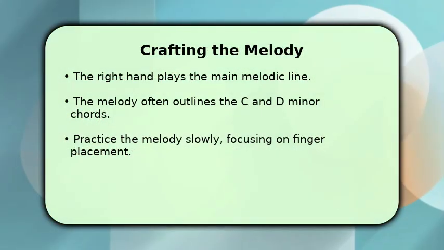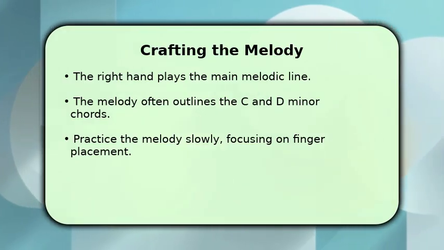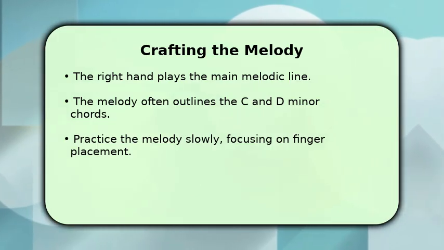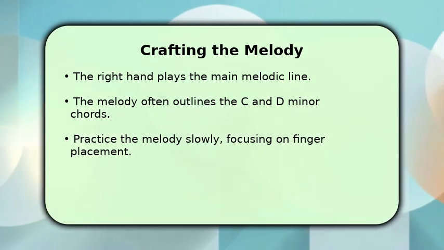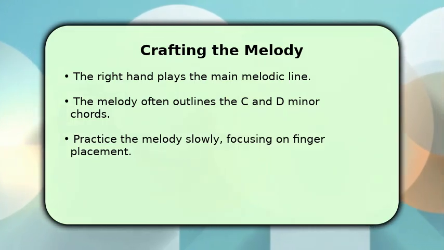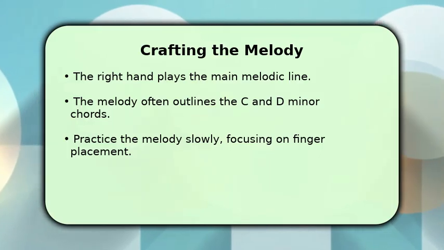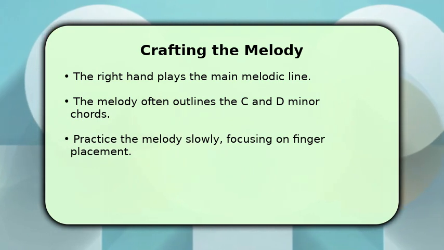Now, let's turn our attention to the right hand, where the song's memorable melody resides. The melody frequently uses notes found within the C and D minor chords, making it intuitive to play once you grasp the harmony. Start by practicing the melodic phrases at a very slow pace, ensuring precise finger placement and a light touch. Aim for a smooth, connected sound between notes, allowing the melody to sing beautifully over your left hand's accompaniment. This creates the song's emotional depth.